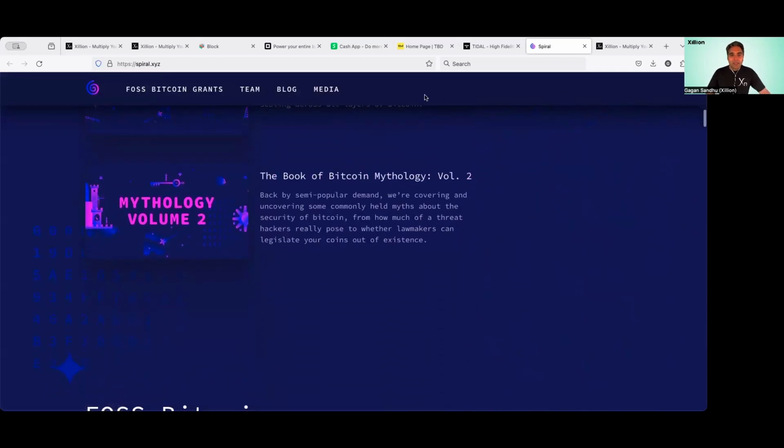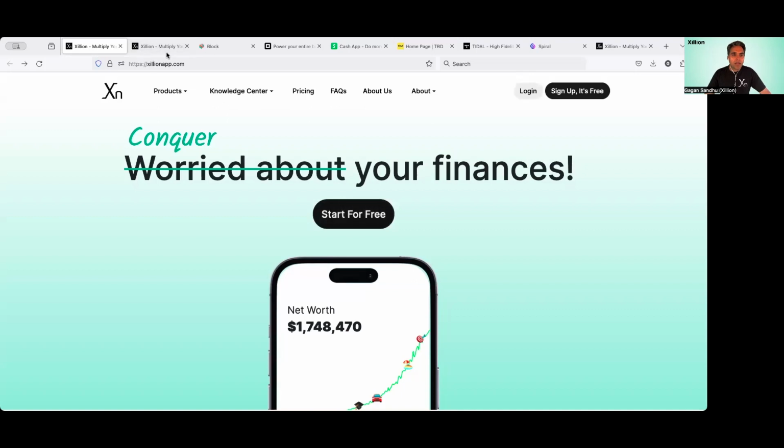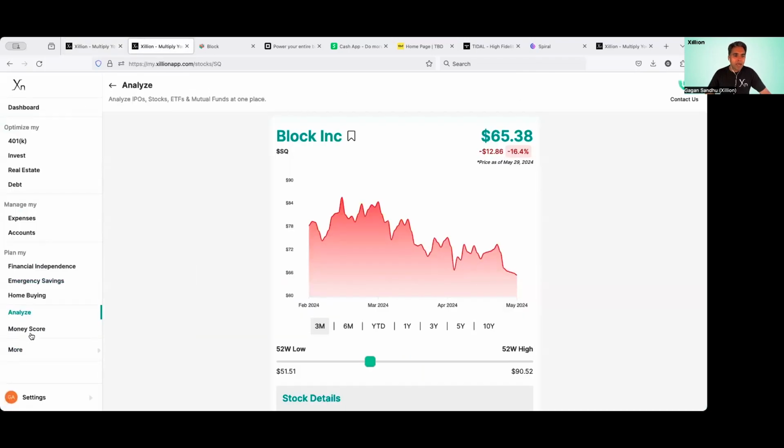So with that, if you have any questions, feel free to ask, but if not, I'm going to jump right in and talk about the numbers for Square. So let's start with, as I said, you can go to analyze product within Xillion after you sign up. Search for Square or Block, and you will see here.